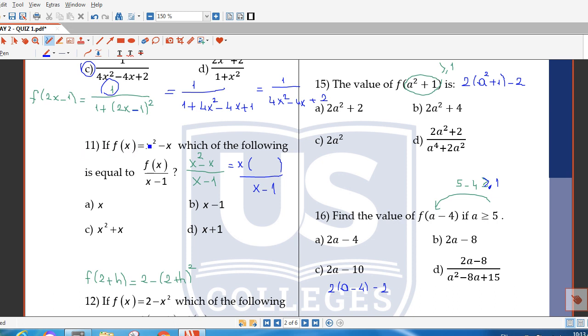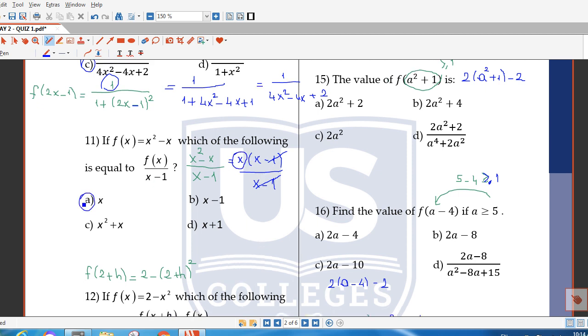Question 11, function is given, there is a ratio, there is a division. F of x is x to the power of 2 minus x, and what is f of x over x minus 1? Write f of x in its place, x squared minus x over x minus 1. To do some operation, I need to use a common factor, and if I compare the two terms, x is common, so inside of parentheses will be x minus 1. You may simplify now the same expression in numerator and denominator. The remaining expression is x.